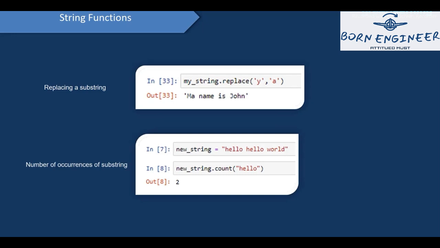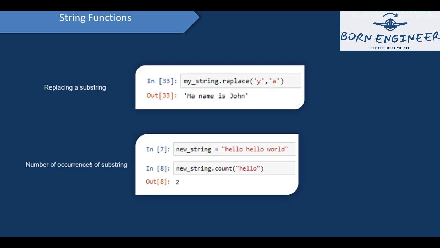Now we'll look at two more functions. If we want to replace a substring, so let's say over here, initially the string was my name is John, and I wanted to replace Y with A. So we can use this replace method, right? So instead of my name is John, the string is now changed to my name is John, right? Well, the string has a bit of swag associated with it, isn't that?